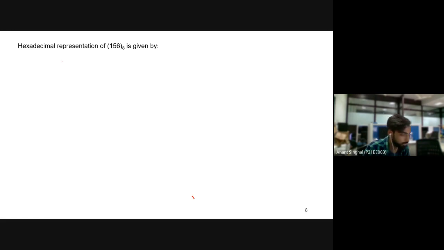So 156 to the base 8 is nothing but 1 into 8 square plus 5 into 8 plus 6 into 8 to the power 0, which is 1. So this is 64 plus 40 plus 6. So it is nothing but 110, I guess. So this is to the base 2. Please confirm if I'm correct. Oh, sorry. This is to the base 10.